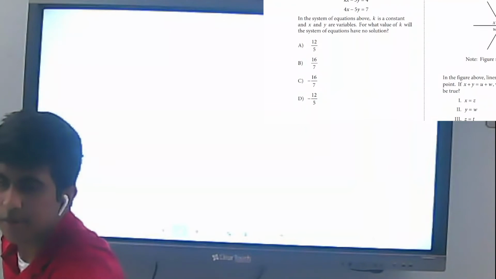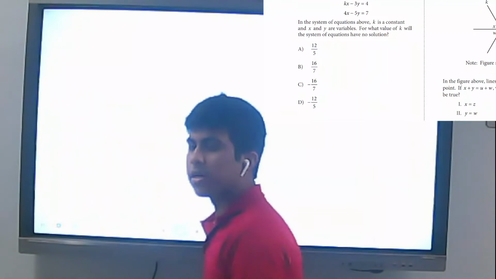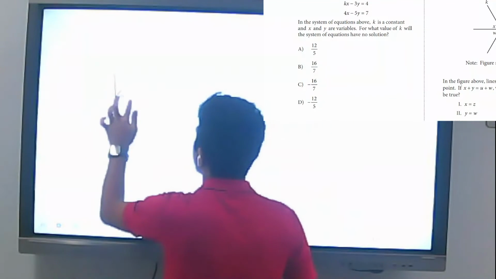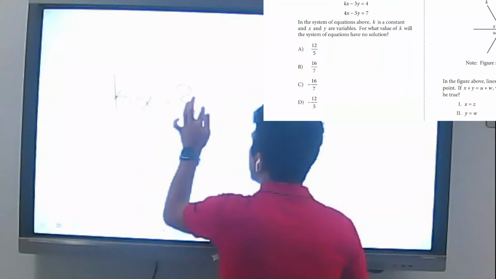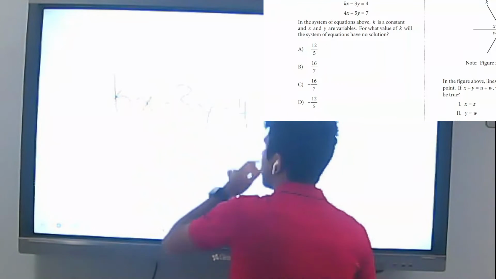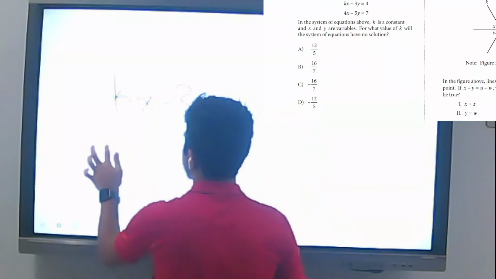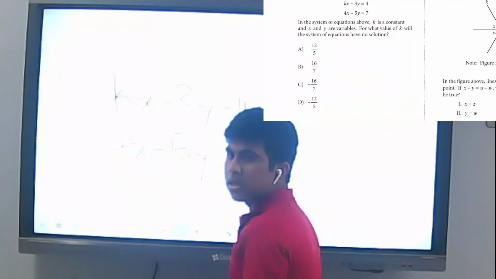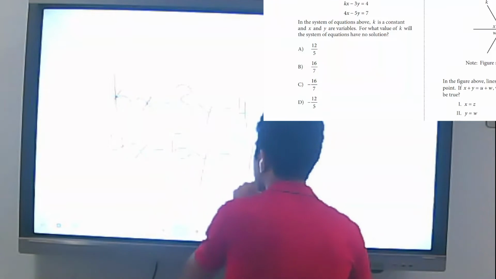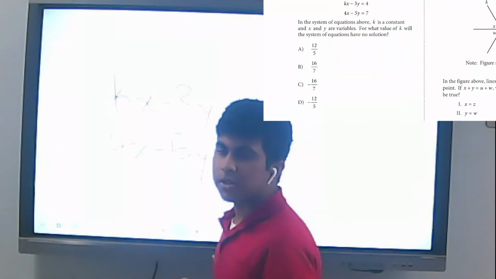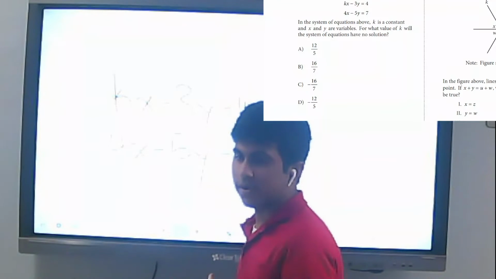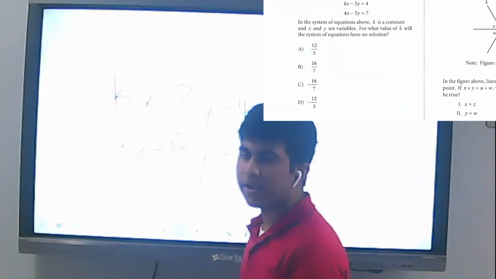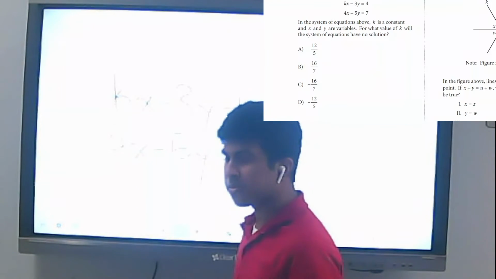Okay. kx minus 3y equals 4, and 4x minus 5y equals 7. In the system of equations above, k is a constant and x, y are variables. For what value of k will the system of equations have no solutions?